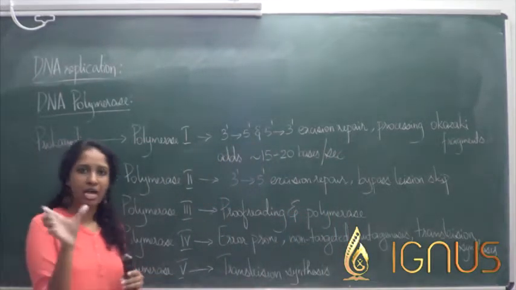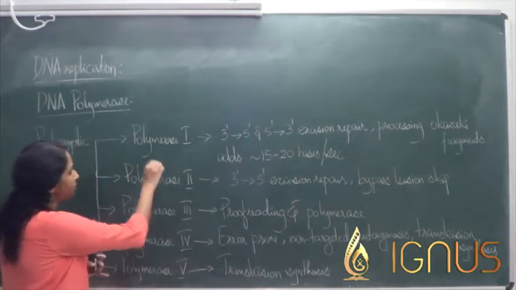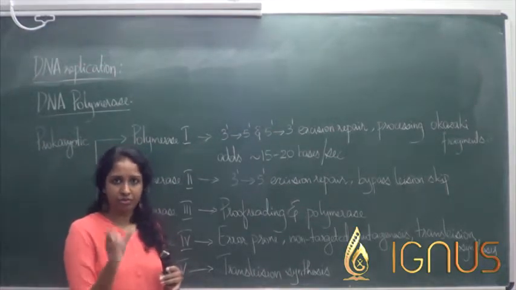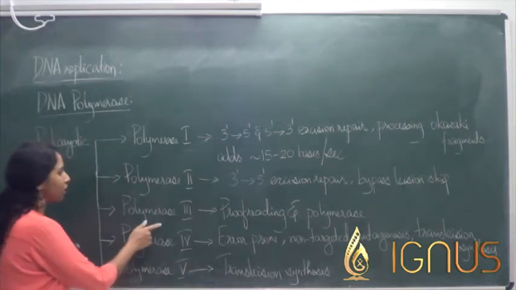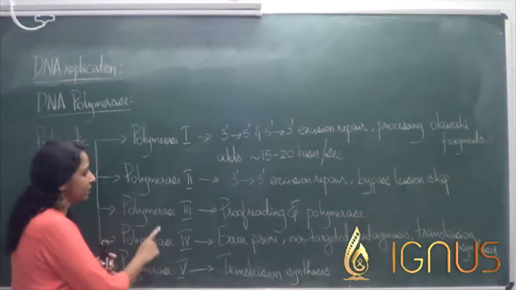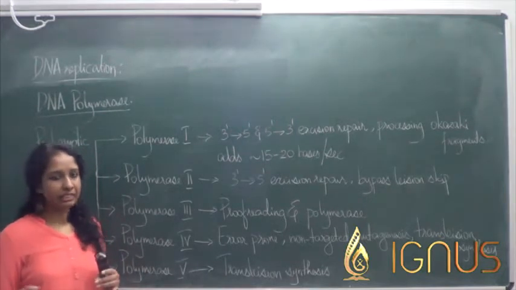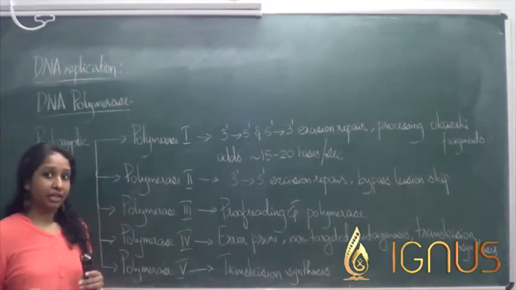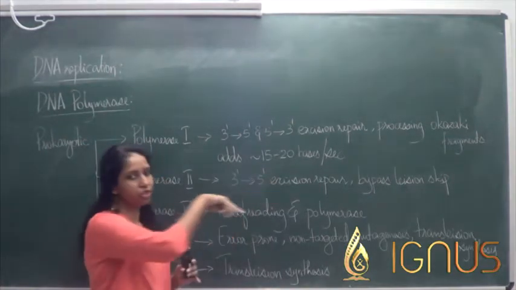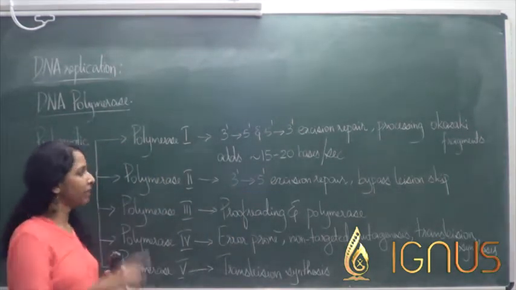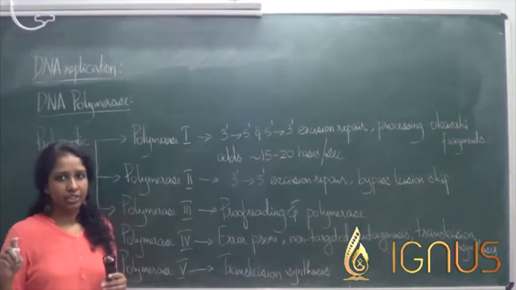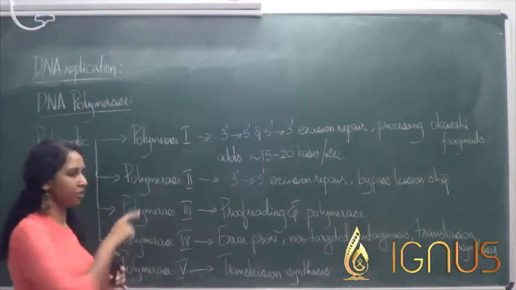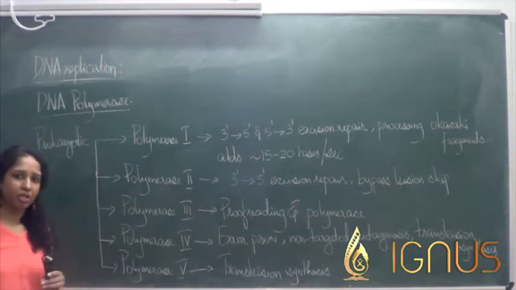So once a primer has been synthesized by primase, DNA polymerase 1 will start off the synthesis of the new strand. But after a certain period of time, it will be polymerase 3 which will take over. Polymerase 3 is the major enzyme for DNA replication. Polymerase 1 basically does excision repair and processing of the Okazaki fragments, because its addition of new nucleotides is very, very slow. But it is the one that starts off the replication from the primer, and afterwards it's taken over by polymerase 3.